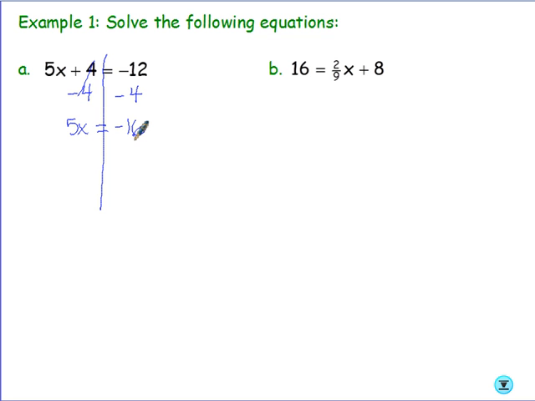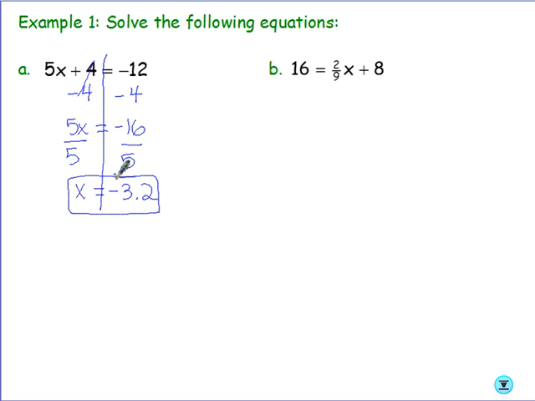We need to get rid of the 5. Well, the 5 is multiplied to x. The opposite, we divide both sides by 5. And that leaves us with an answer of negative 3.2. I am perfectly fine with decimals if they either stop like this or they repeat and you use a repeating bar. I do not allow rounding, so keep that in mind.